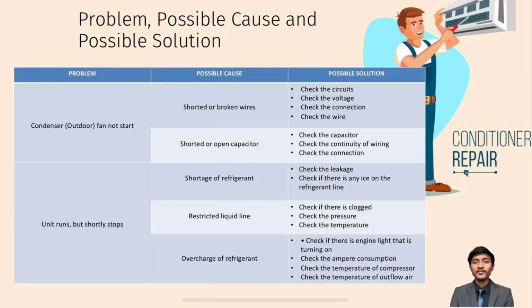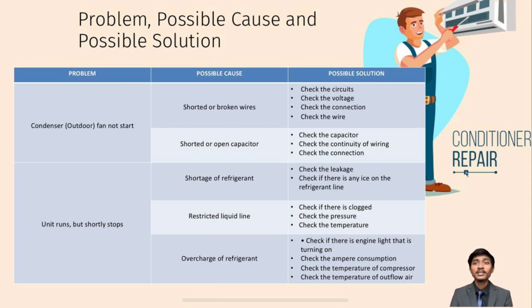Problem number 5 is the condenser outdoor fan not starting. The possible cause is short or broken wires and a short or open capacitor. The possible solution for short or broken wires is to check the circuits, then check the voltage, check the connection, and last check the wire. The possible solution for a short or open capacitor: first check the capacitor, and then check the continuity of wiring, and last check the connection.